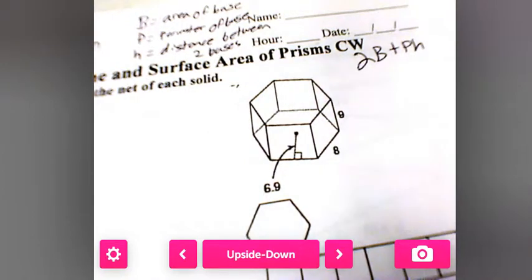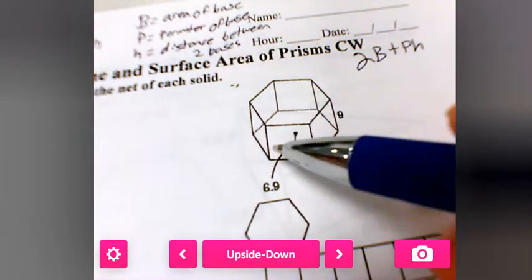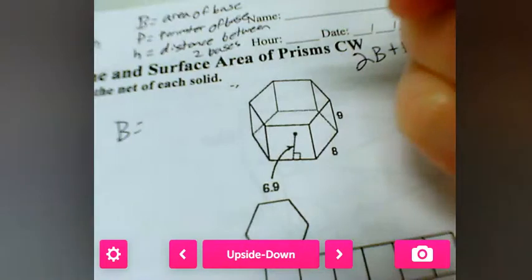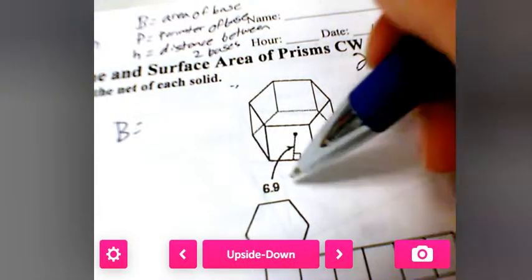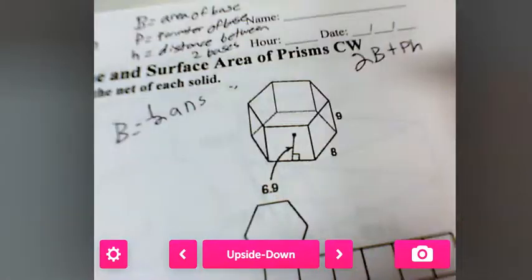All right. We need to find the area of this base of this hexagon. How do we find the area of a base of a hexagon again? What was yesterday's formula? What's the formula for this base? 1/2 apothem times the number of sides times the length of the side.